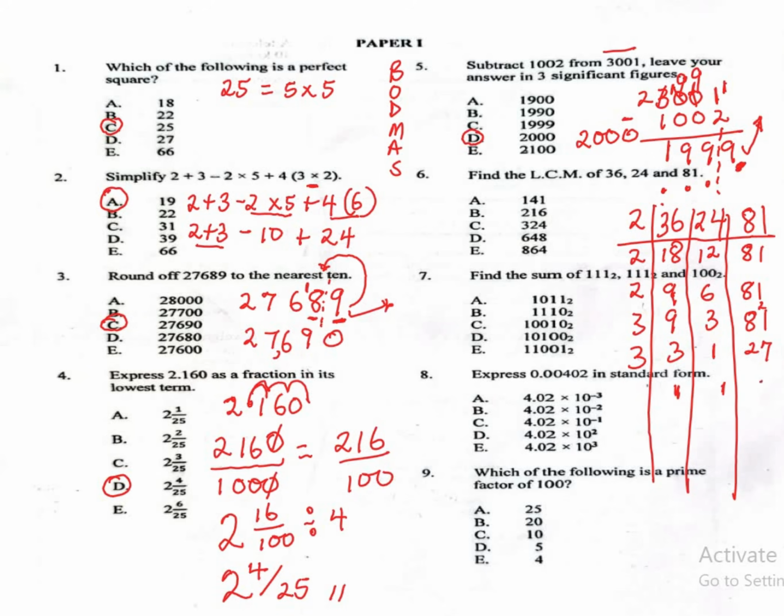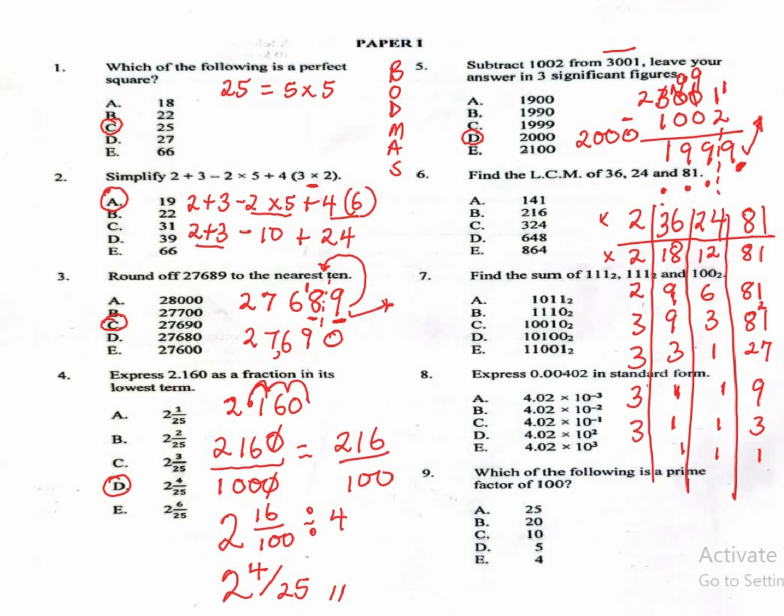27 divided by 3 is 9. Work with 3. 3 into 1. 1 divided by 3 is 1. 9 divided by 3 is 3. 3, 1, 1, 1. Once you get to 1, 1, 1, you're done. What's the LCM? The product of the divisors.